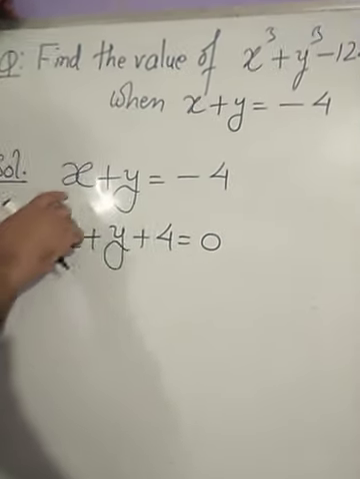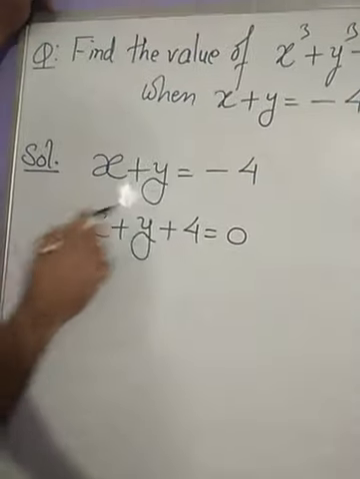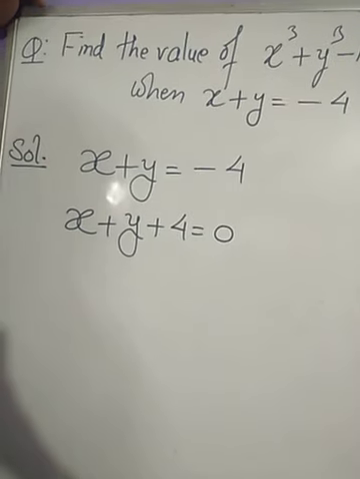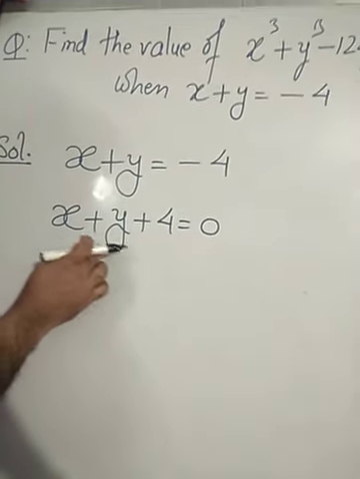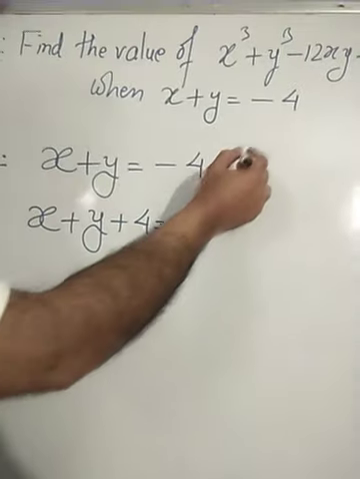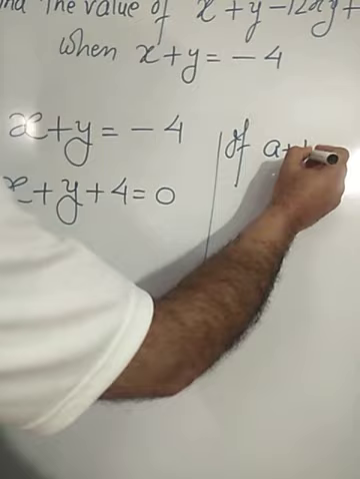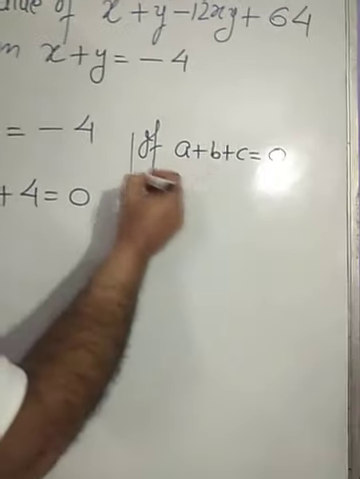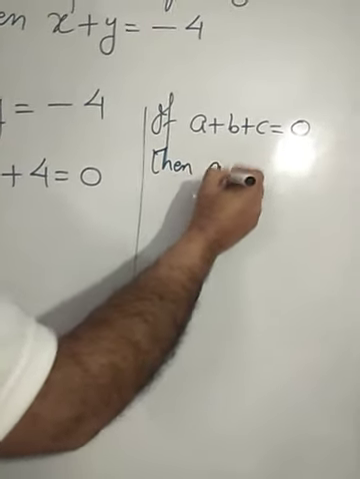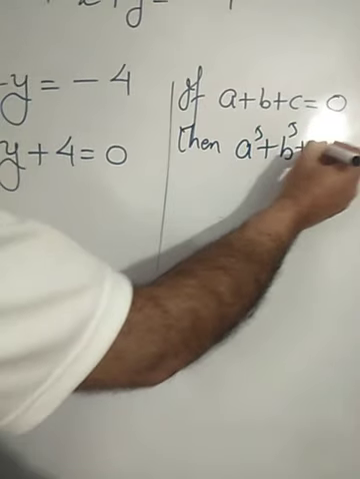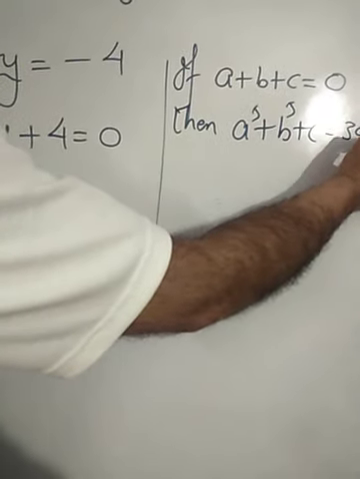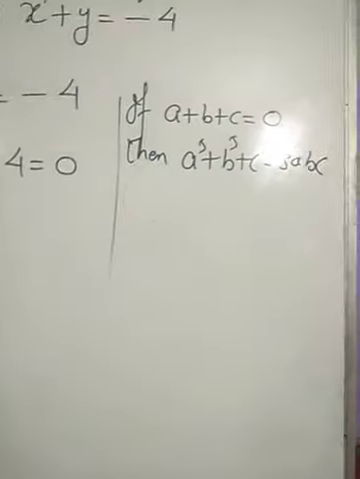See, solution. What is given? x plus y equals minus 4. Take this minus 4 to the side. What does it become equal to? x plus y plus 4 equals 0. Remember the 11th identity. What is that identity? If a plus b plus c equals 0, then a cube plus b cube plus c cube is equal to 3abc.